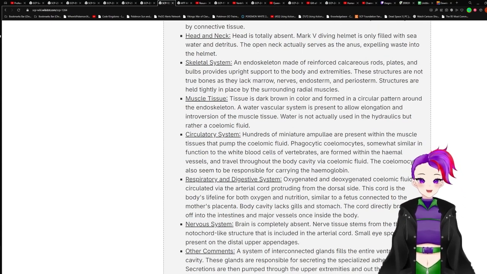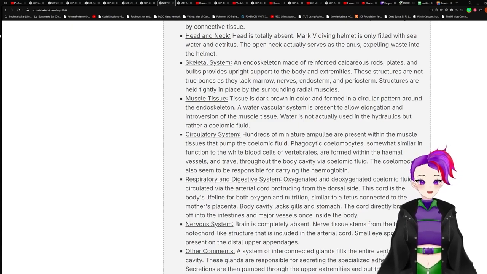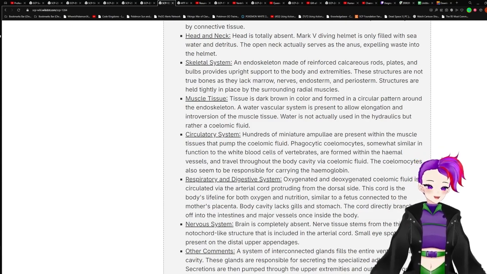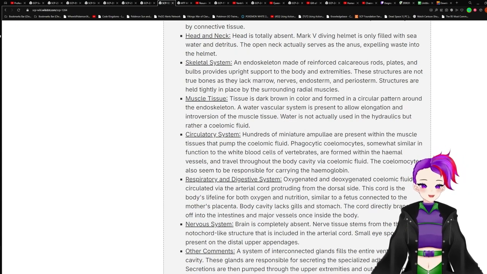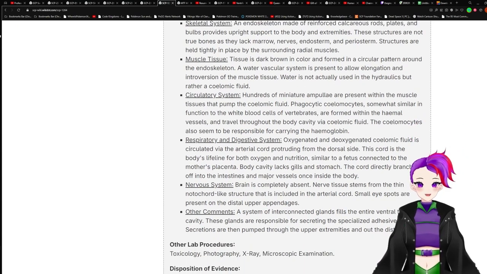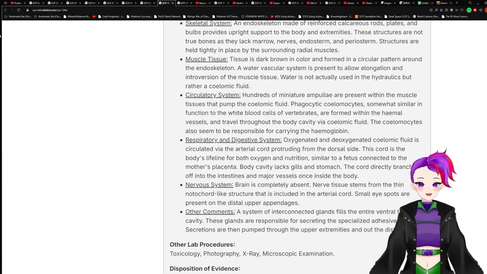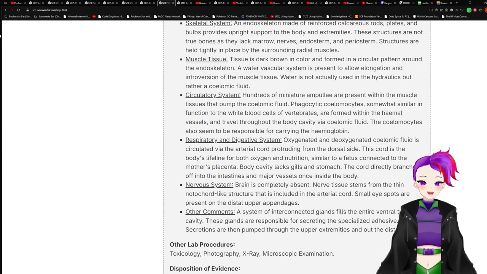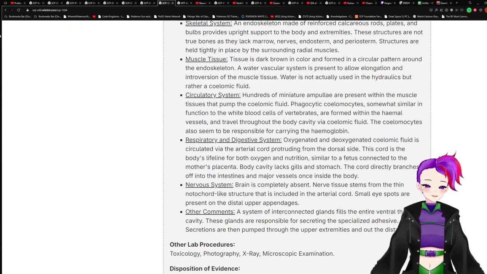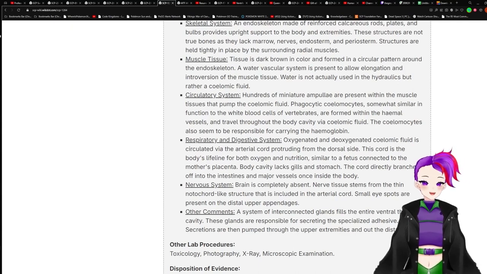Skeletal system. An endoskeleton made of reinforced calcareous rods, plates, and bulbs provides upright support to the body and extremities. These structures are not true bones as they lack marrow, nerves, endosteum, and periosteum. Structures are held tightly in place by the surrounding radial muscles. Muscle tissue: tissue is dark brown in color and formed in a circular pattern around the endoskeleton. A water vascular system is present to allow elongation and introversion of the muscle tissue. Water is not actually used in hydraulics, but rather a sealamic fluid.